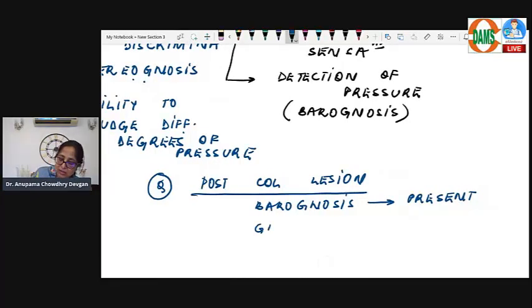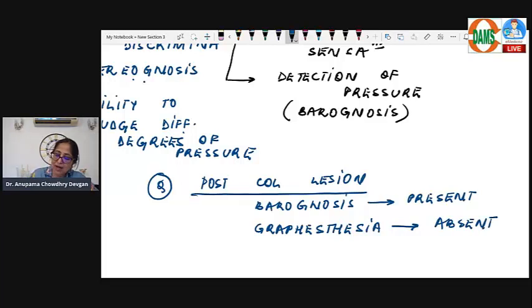But the question says, what will happen to graphesthesia? What is graphesthesia? Supposing I take the forearm of the patient and I write something with the blunt edge of the pen, and I ask him, what is it I've written? Or if I take my finger and write something. That is called graphesthesia. Graphesthesia will be absent. Why will graphesthesia be absent?